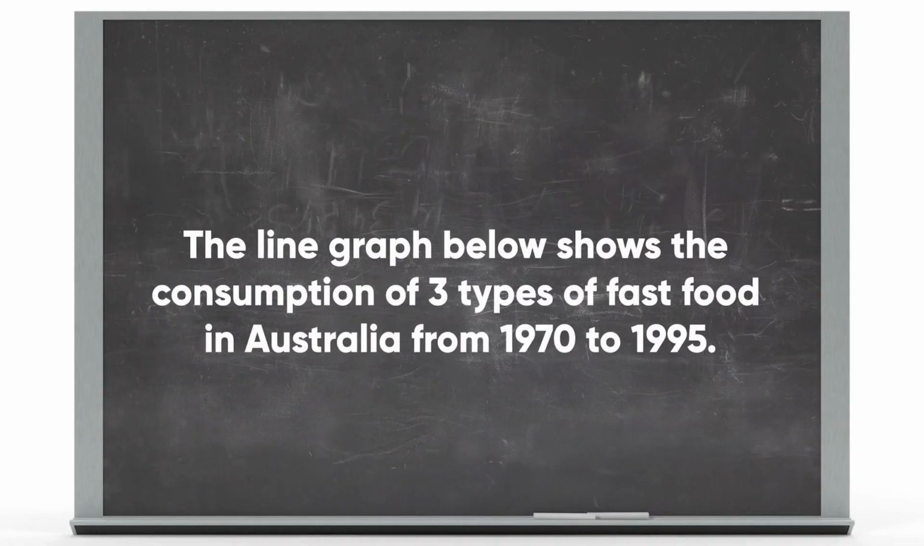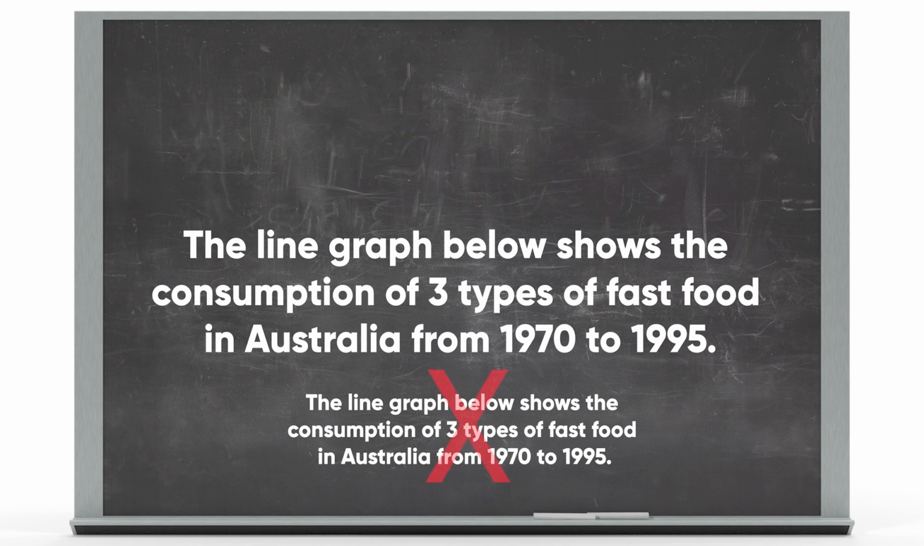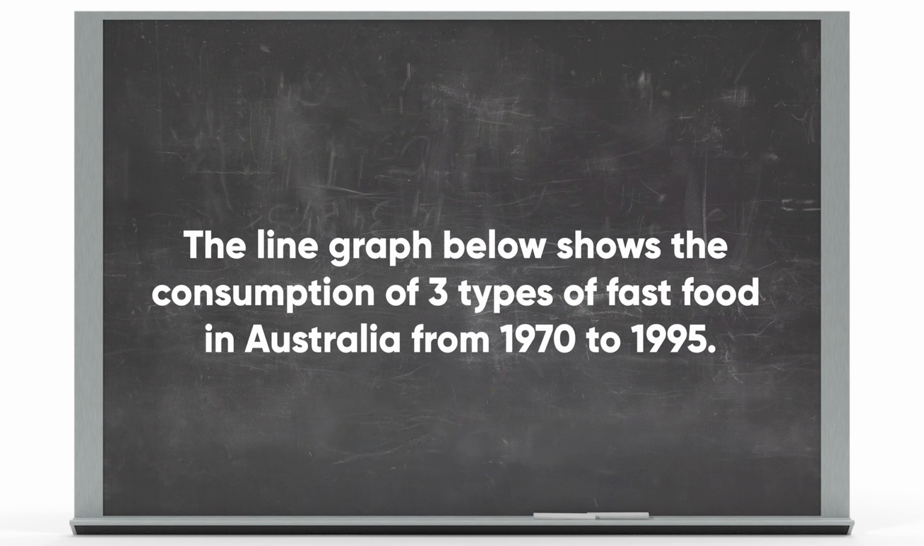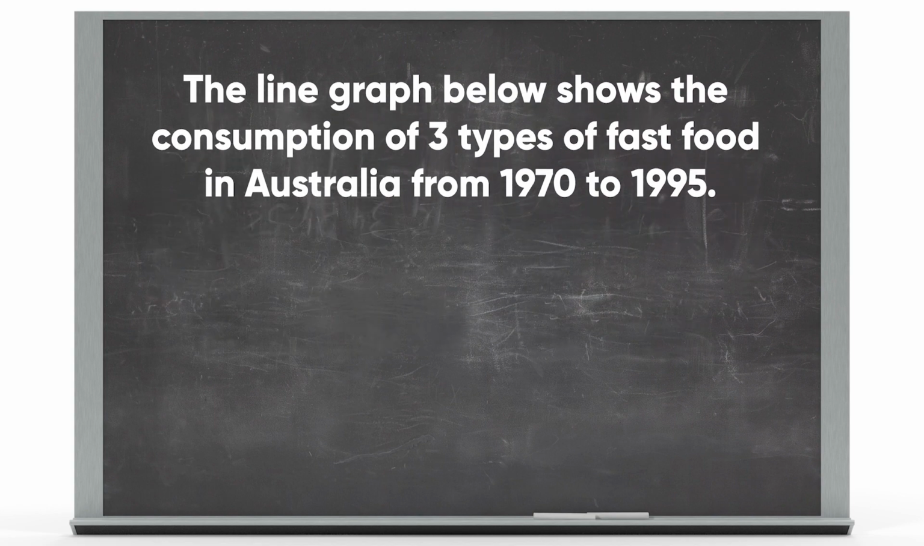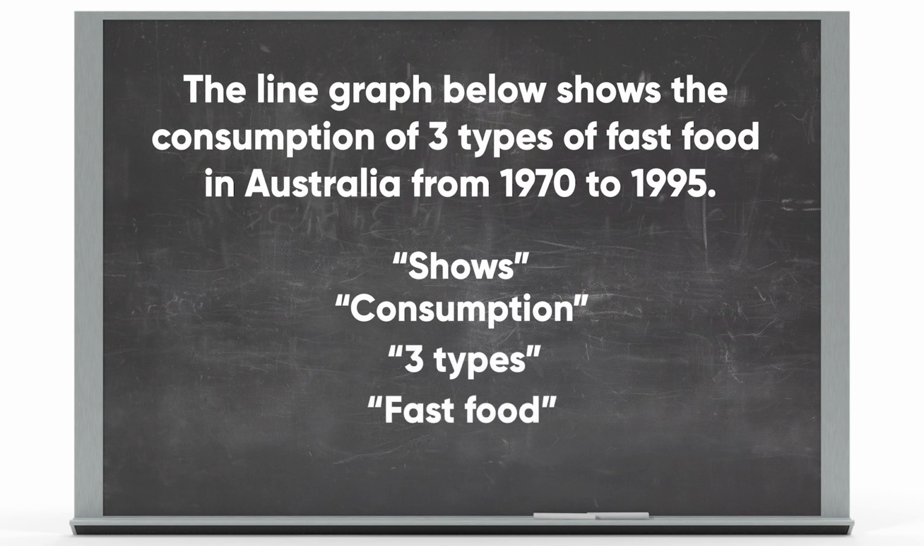So let's focus on the question. You're going to use this question as the basis for your introduction. However, if you want to get a better score, don't just copy the exact words from the question. Highlight any key words and try to think of any synonyms for them. In this question, you could highlight shows, consumption, 3 types, fast food, and 1970 to 1995.